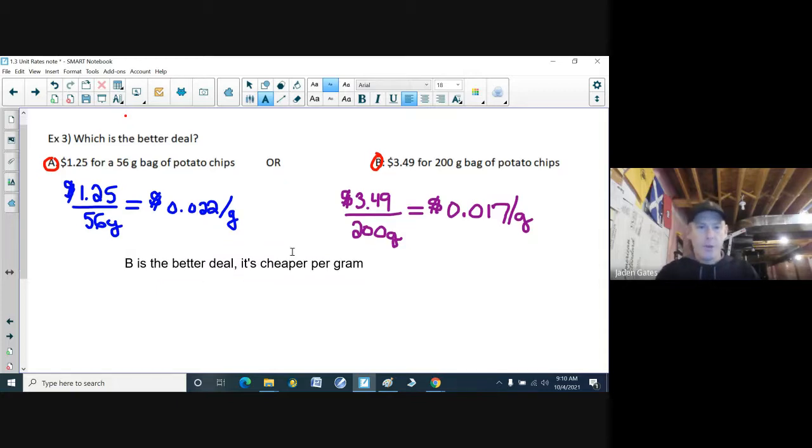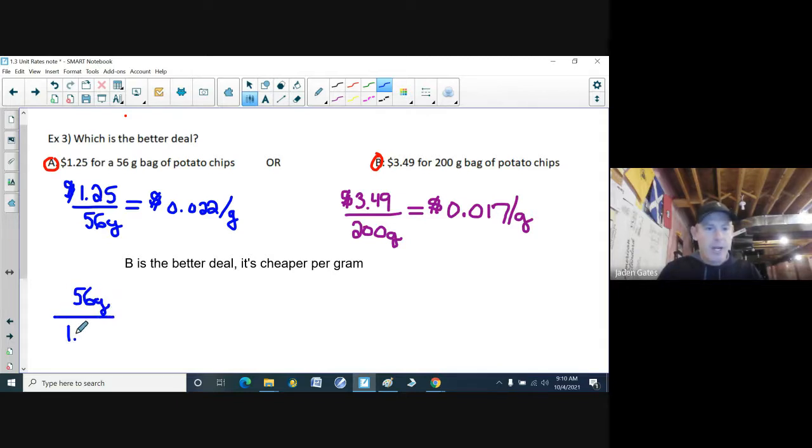Now, I do want to show you something. Again, I've said that there are two unit rates. Well, what happens if I flip this and go for grams per dollar? I put the grams on top and get rid of the money, which goes on the bottom here. So this time I put my grams on the top, 56 grams. Will I get the same answer? And I divide it by $1.25.